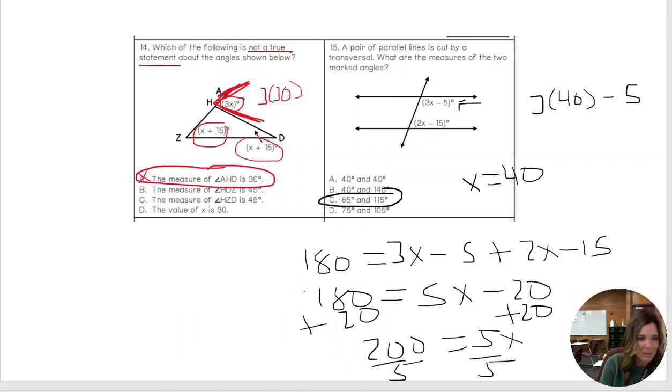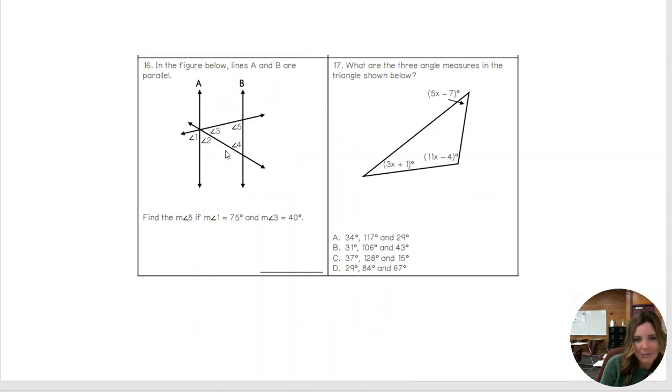Okay, moving right along. Next one, find the measure of angle 5 if measure of angle 1 is 75 and measure of angle 3 is 40. This one was actually super easy because angle 1 and angle 5 are corresponding angles. Corresponding angles are equal. So if 1 is 75, then that means that 5 is 75.